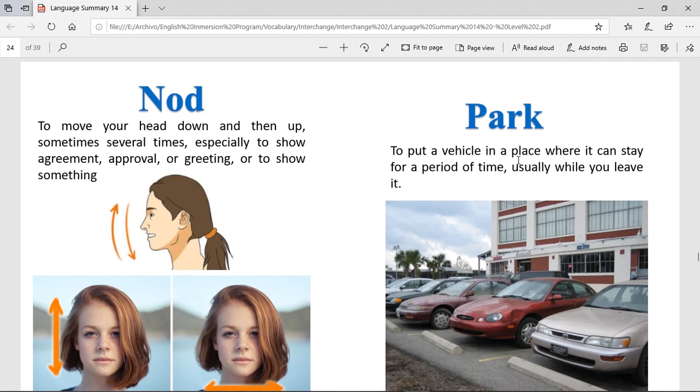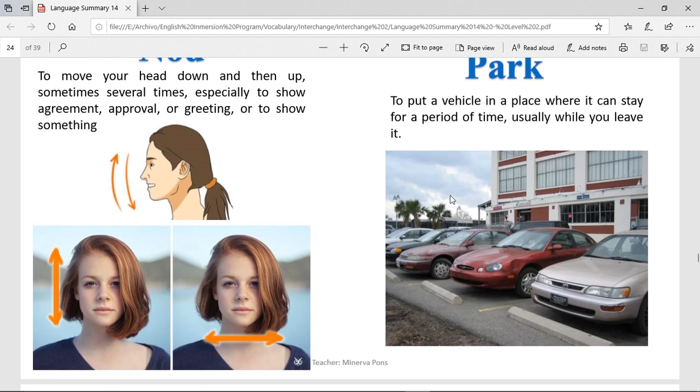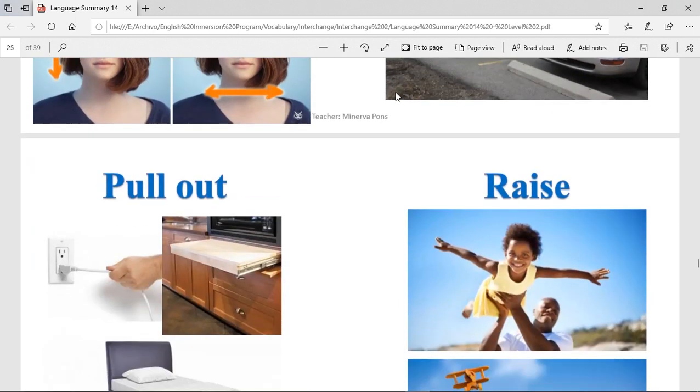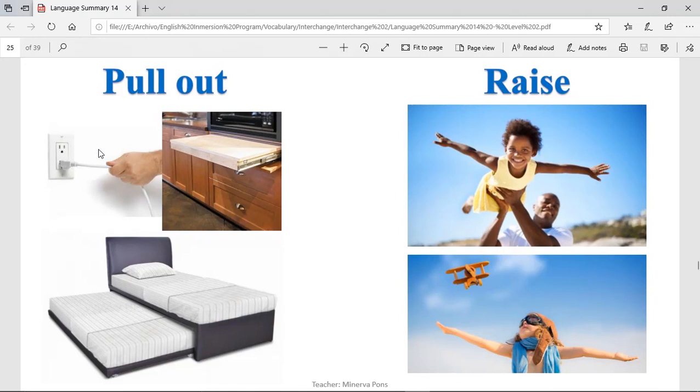Park. To put a vehicle in a place where it can stay for a period of time, usually while you leave it. This is to park, in a parking lot. Pull out. When you pull out something, it's when you're holding it out. It's something that is in and you take it out by holding, using your arms. Raise. When you're raised, you are put in the air.